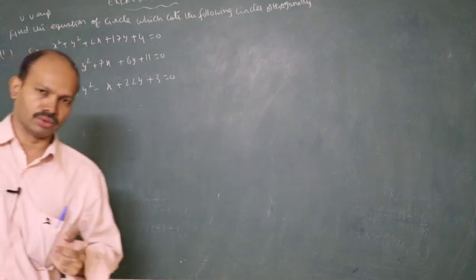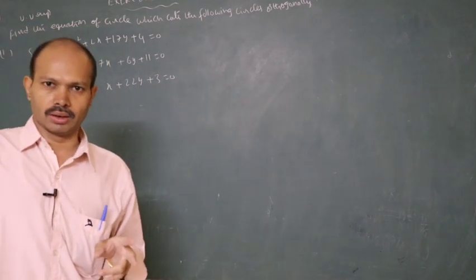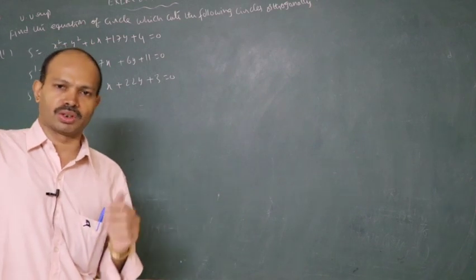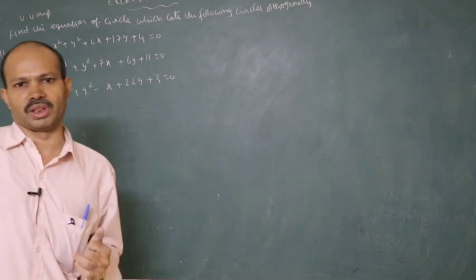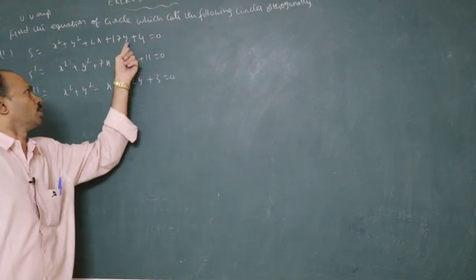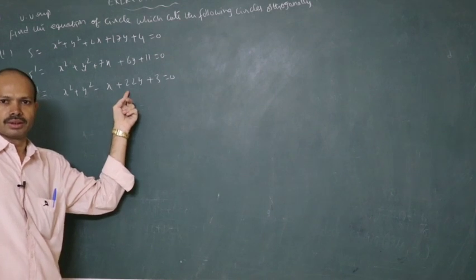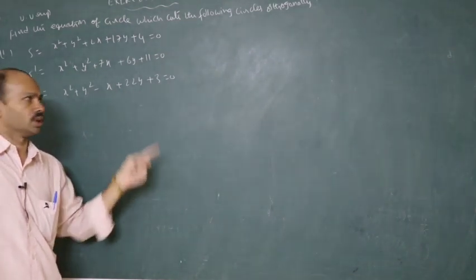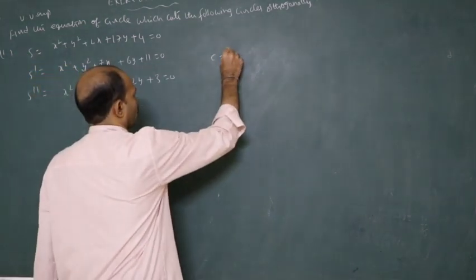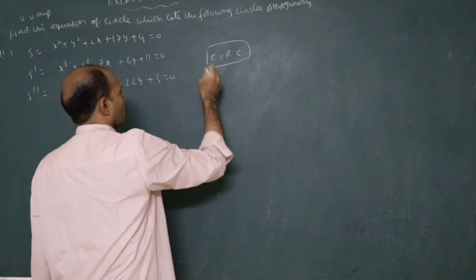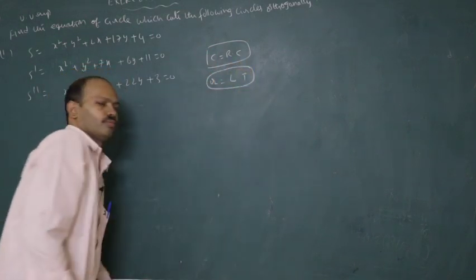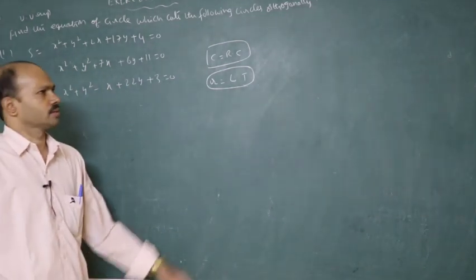There are 2 different methods we can follow. One method is very long and one method is very simple and suitable for 4 marks. As it is of 4 marks weightage, we can use the simple, short method. What is that? A circle which intersects these 3 circles orthogonally has its center at the radical center, and the radius is equal to the length of tangent. Based on that, we can get the answer.